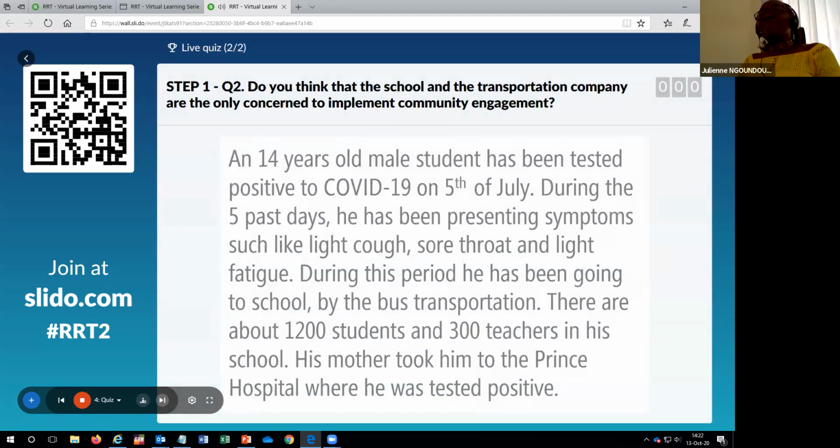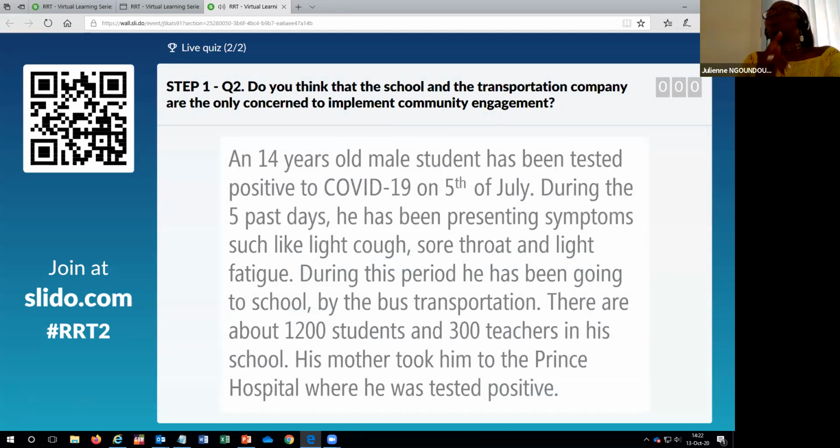Yes, now we have question 2. Do you think that the school and the transportation company are the only ones concerned to implement community engagement? So, do you think that only the school and the transportation company are concerned to implement community engagement? Over to you, Silvia.